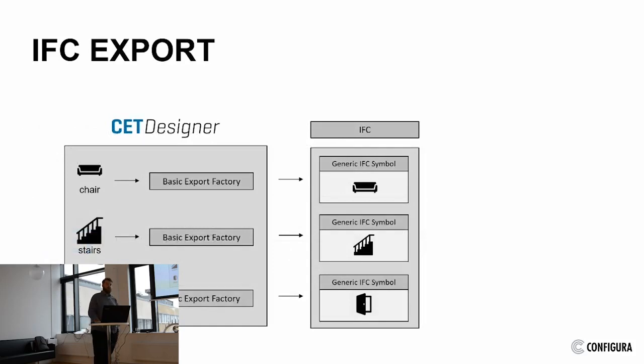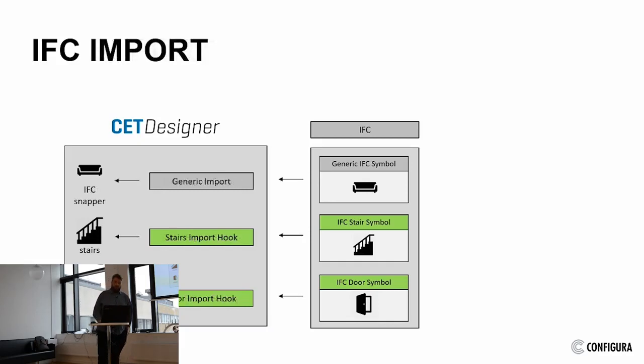So how it used to be was like this. We have a snapper that might be a chair, stair, or door, and we pass it through a basic export factory, and then in the IFC we just get a generic symbol. We have lost everything that told us that it was a specific type of furniture. And what we have done now for the export is that you can either use some of the existing factories, or you can also create your own factories to take a certain snapper, export it to IFC, and you get a specific IFC symbol.